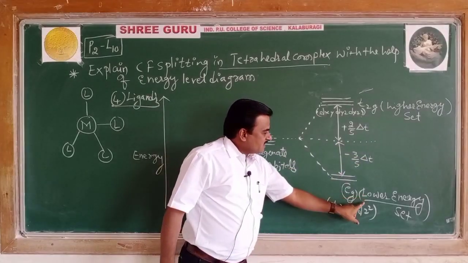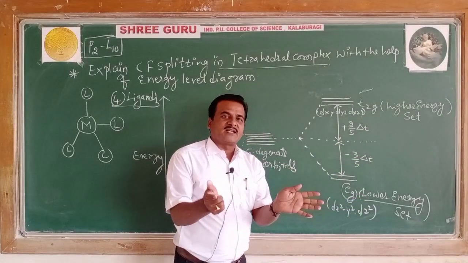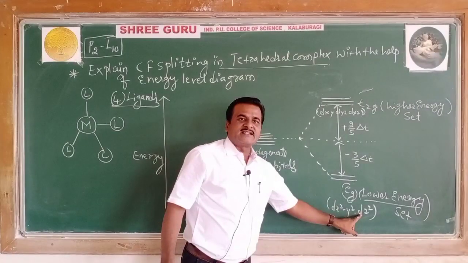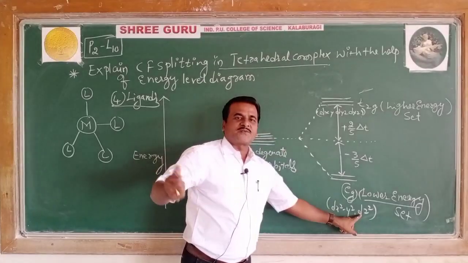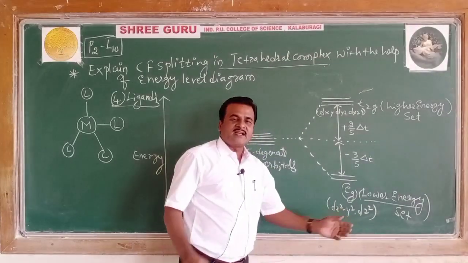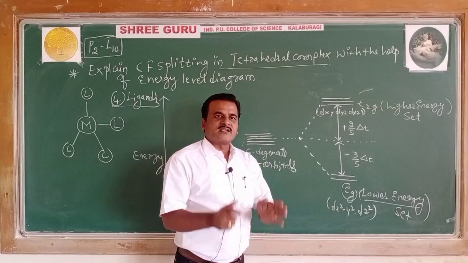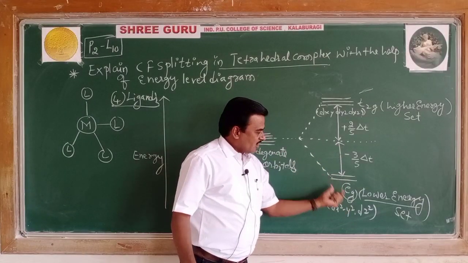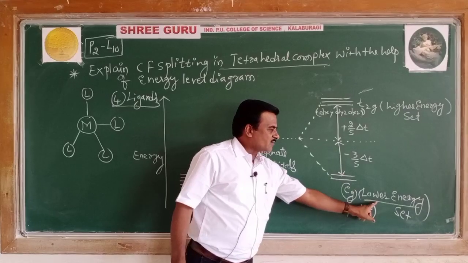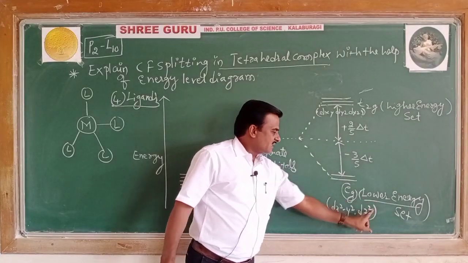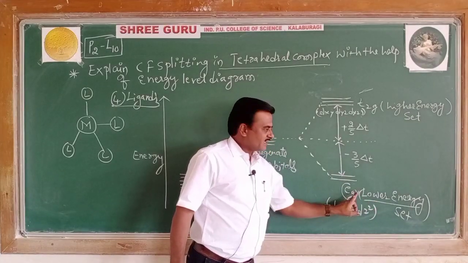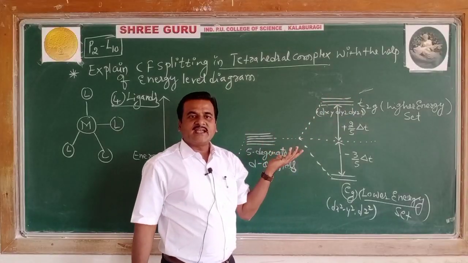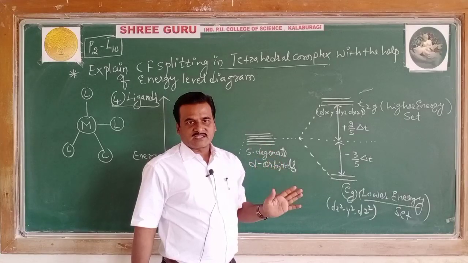Now, dx square minus y square and dz square are quite away from the direction of the ligands, so there is a lesser repulsion, by which you notice a decrease in the energy of these two orbitals of the metal ion, and they form the lower energy set called the EG set, and the higher one is the T2G, quite opposite to what we have seen in the octahedral complexes.